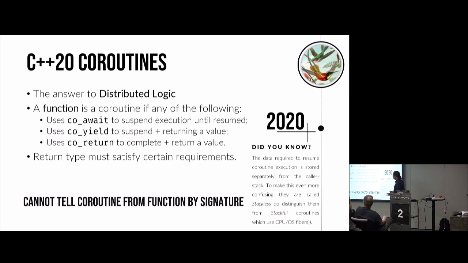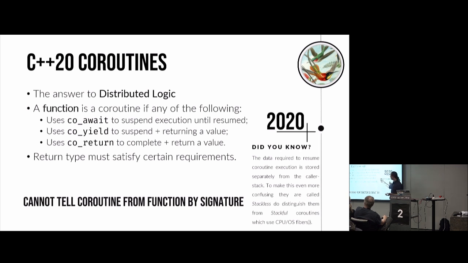And so you might say, okay, but what is a coroutine? The answer is a coroutine is a function if any of the following is true. Basically, if it uses the co_await operator, or the co_yield or co_return keywords. And that's it. The interesting thing is, notice that all of these requirements are only on the implementation side.